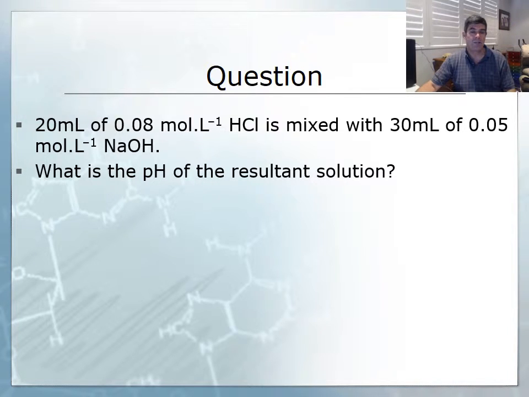So here's a question for you to practice. This has come out of a past HSC. 20 mL of a 0.08 molar hydrochloric acid solution is mixed with 30 mL of 0.05 molar sodium hydroxide. What's the pH of the resultant solution?